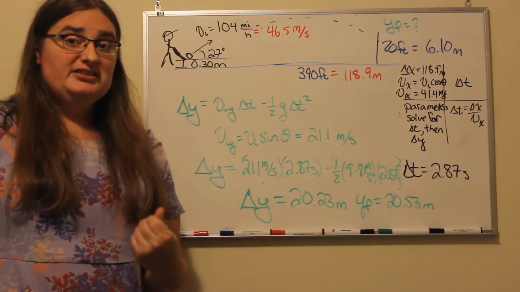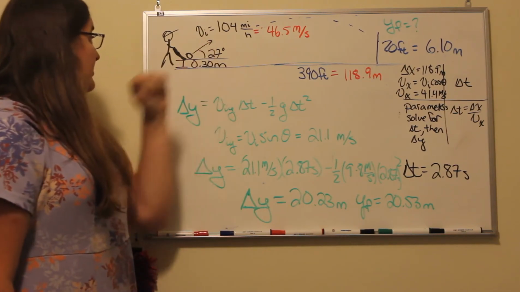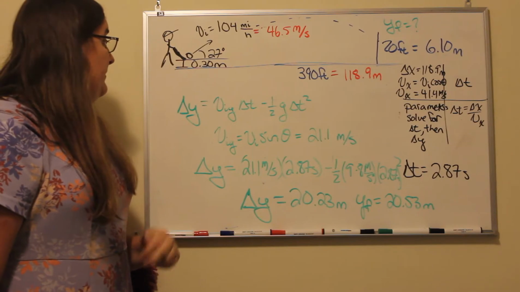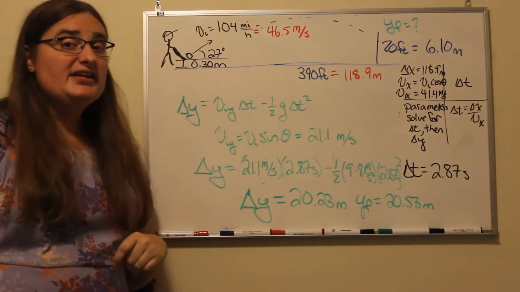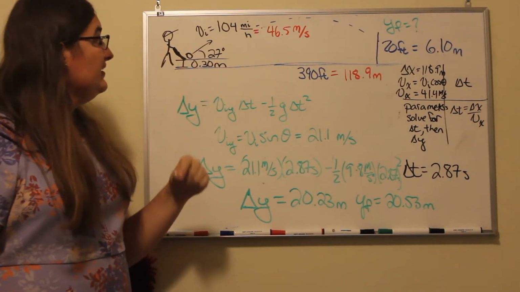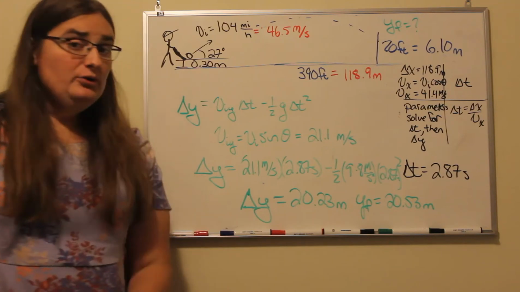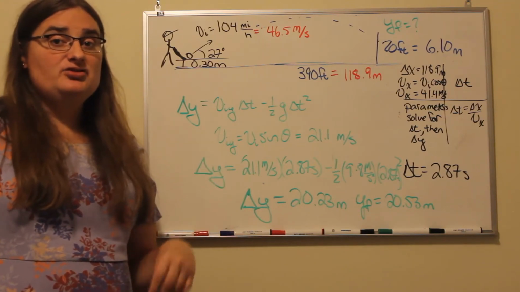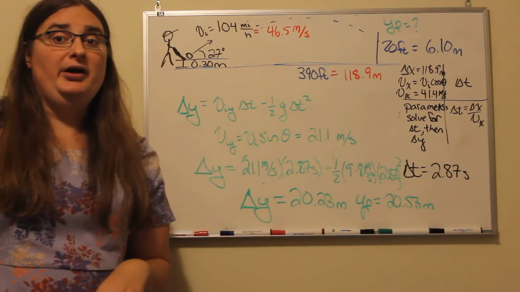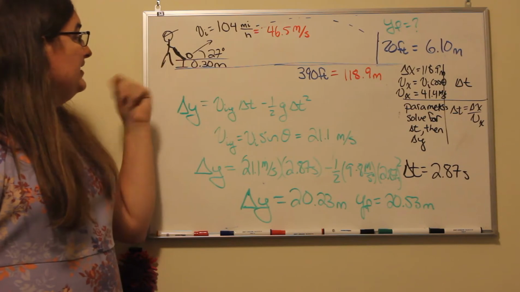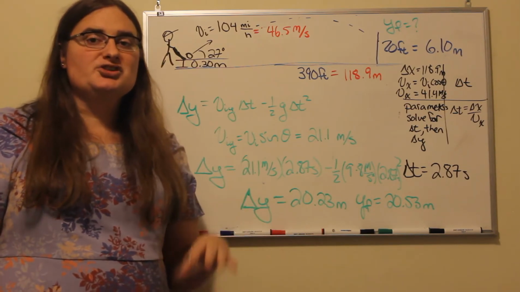So let's take a look at some starting numbers and predict what's going to happen. I have a baseball player hitting a ball at an angle of 27 degrees, where the speed leaving the bat is 104 miles per hour. Most players, particularly when they're trying to drive the ball and hit for power, have a bit of an uppercut swing.